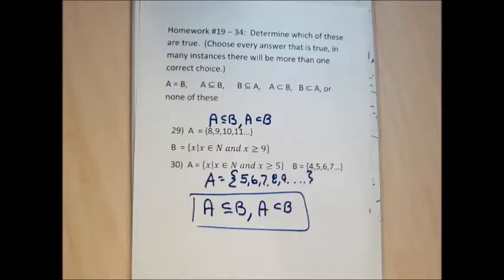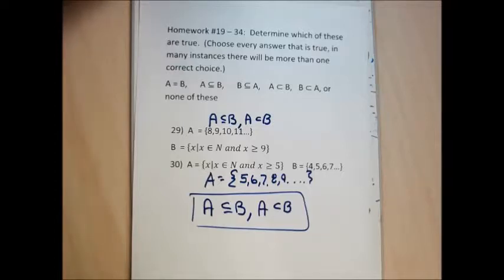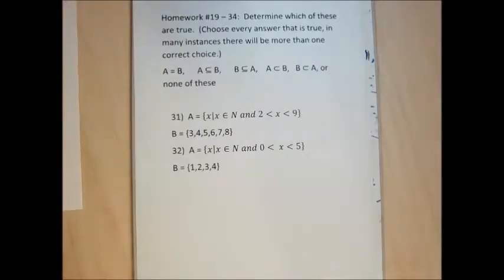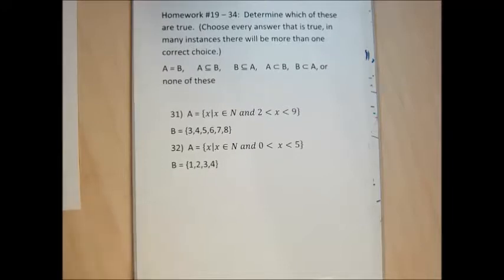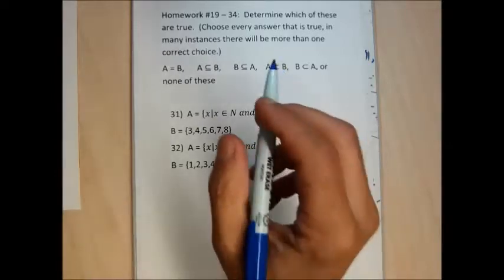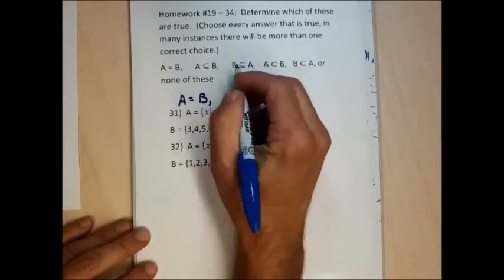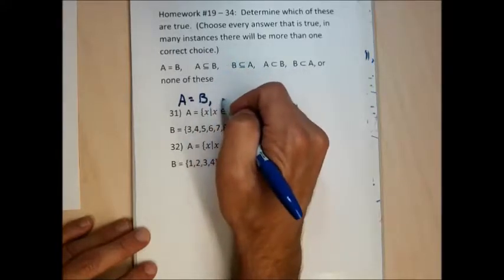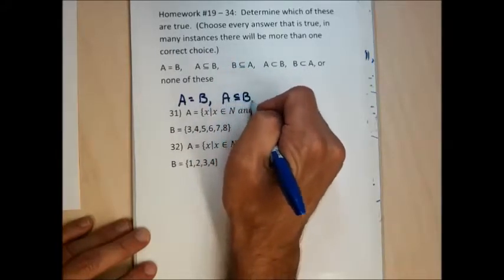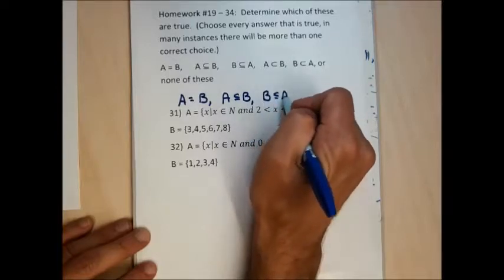So we just have 2 more problems to do, and I need to pause my video because at 24 minutes it breaks and I've got to piece the videos together, so there might be a little hiccup here. So we just have 2 more to go. Let me write the answers down to 31 for you. For 31, I get A equals B, A is a subset of B, and B is a subset of A.